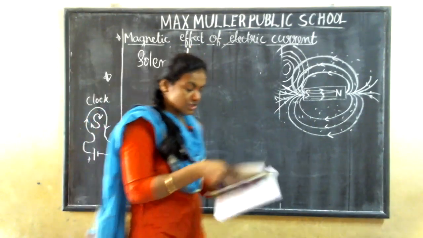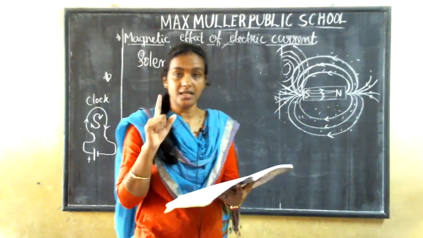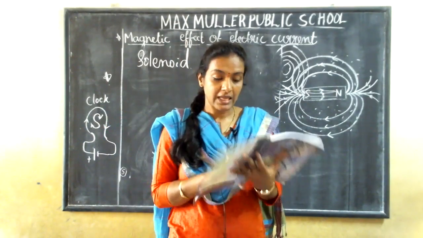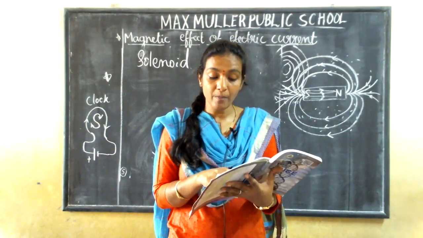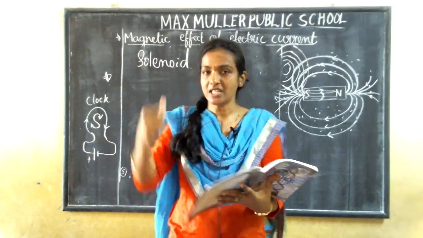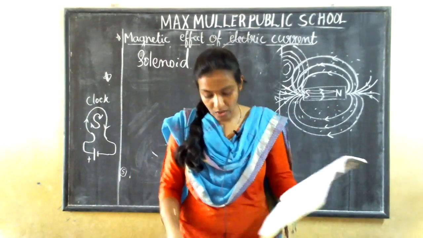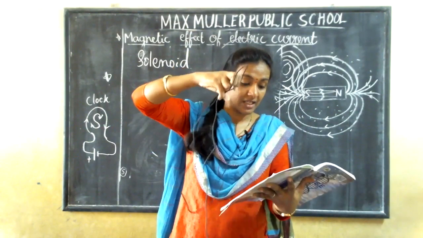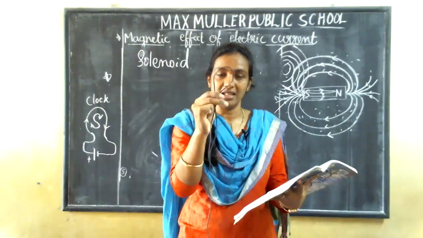Okay. So you can see in the textbook also. Let me read the definition of that one. Later, let me explain you. A coil of many circular turns. As I told you before, if you are taking one wire and you are making that circular loop, you will get many circular turns in it, right?